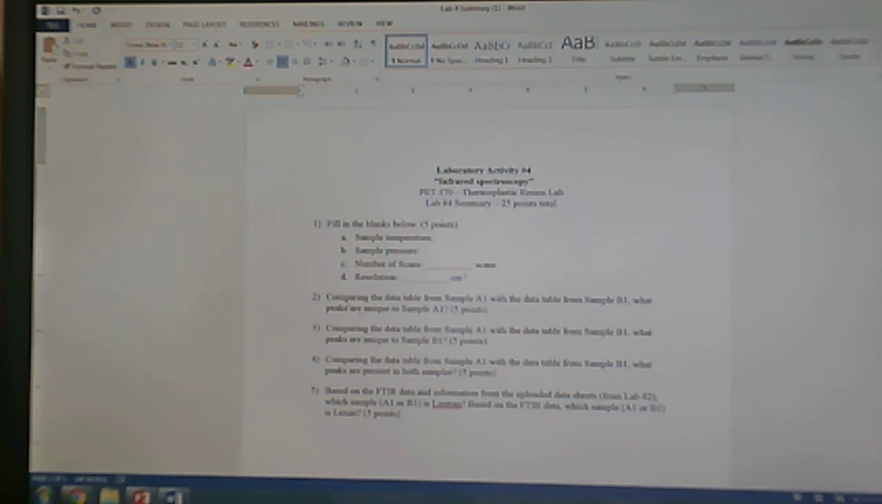And then identify peaks unique to sample A, peaks unique to sample B, what peaks are present in both spectra, and then, of course, based on the FTIR spectra, which one is Lustran and which one is Lexan. So once again, same theme, but using different techniques to identify the polymer. In the previous two labs, we used thermal data, and in this lab, we're using FTIR spectral data.